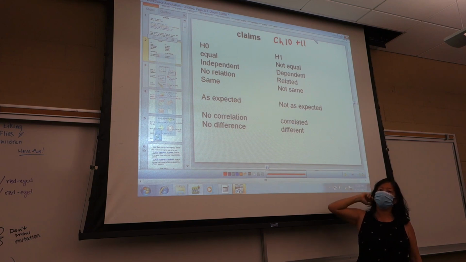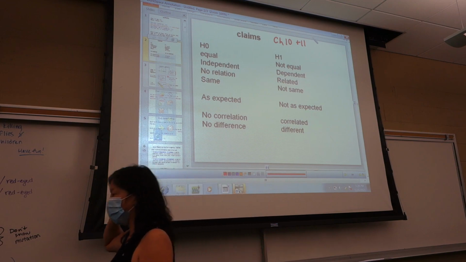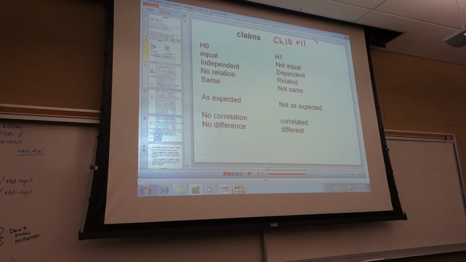So you mentioned chapter 10, I think it was H1 is always going to be the claim, and then for chapter 11, H0 is always going to be the claim. For my exams, yes, that is true. For the homework, it gets a little fuzzier. Does that make sense? Yes, it makes sense, thank you.